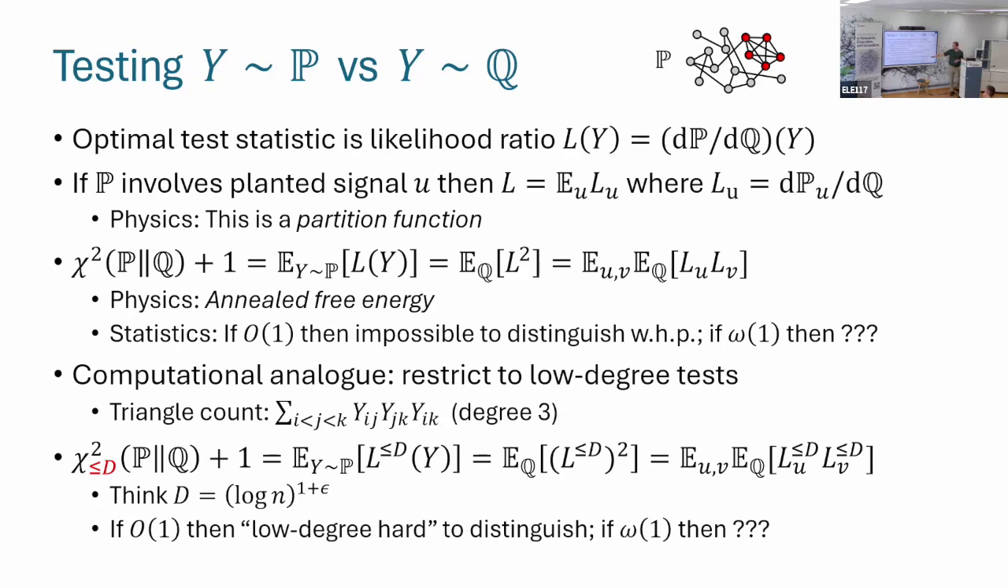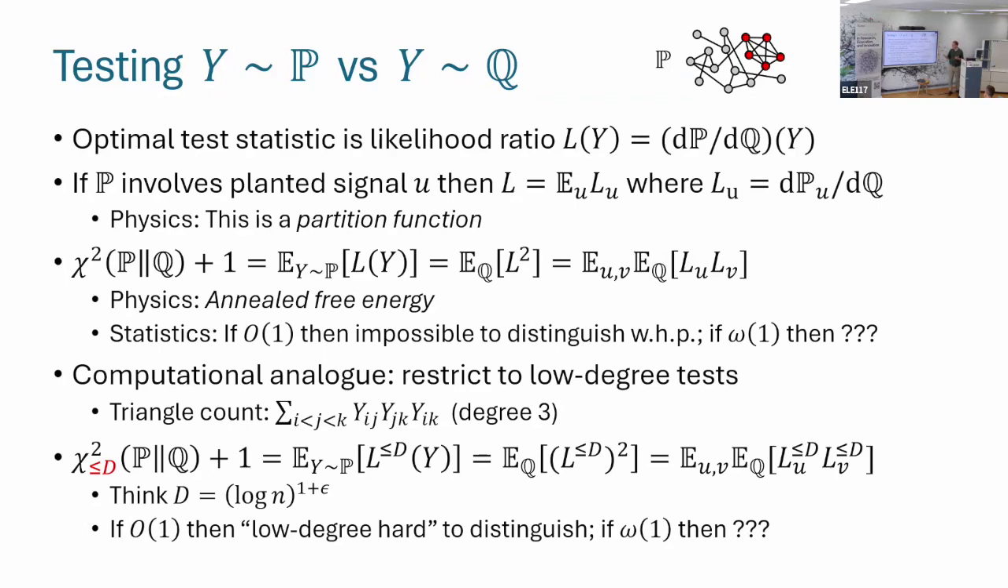And formally, what it means to be low degree hard is basically that these kinds of low degree tests are not going to be useful, right? You're not going to be able to distinguish the two using triangle counts or other cycle counts or other kinds of low degree statistics. And again, if this goes to infinity, you don't technically know anything, right? It's inconclusive about whether it's hard or not.